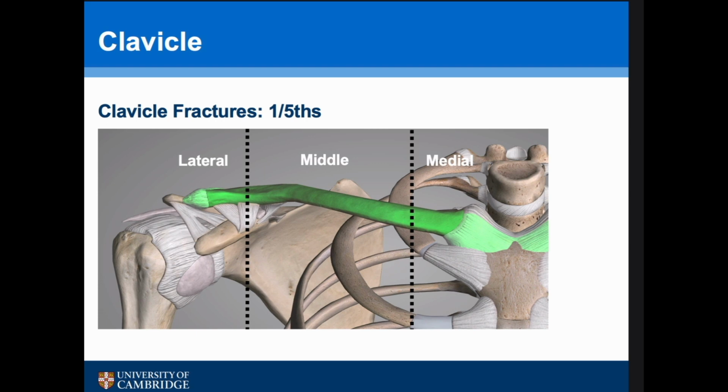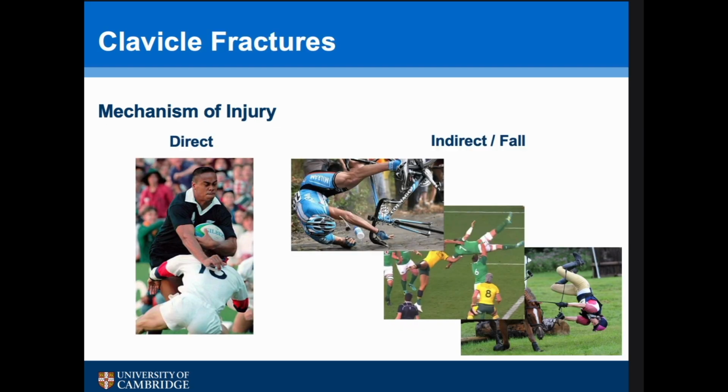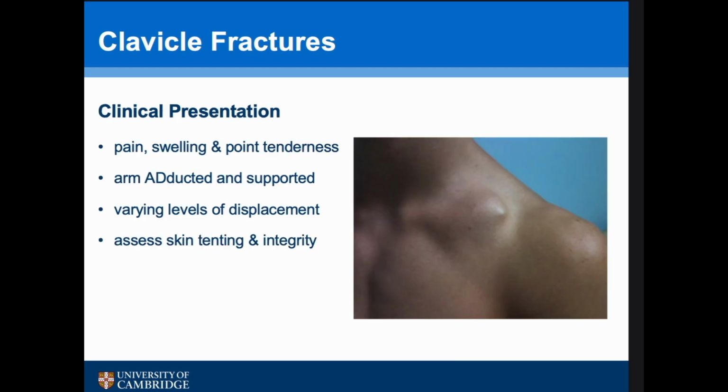So the mechanism of injury tends to be a direct injury or a fall, generally from a height. With the clinical presentation, the patients often have pain and swelling and point tenderness over the site of the fracture. The arm is generally held adducted and supported, and there tends to be varying levels of displacement. The more displacement there is, often particularly with shortening, the more issues they have with scapulothoracic dysfunction.